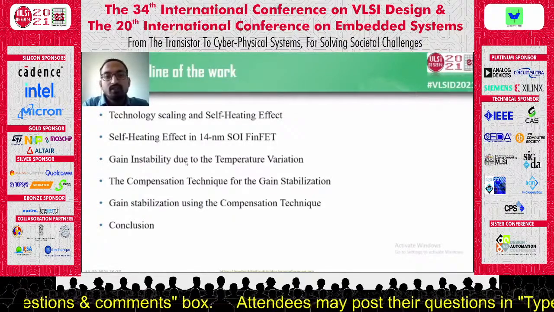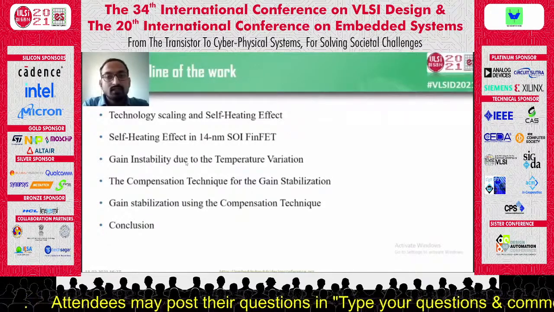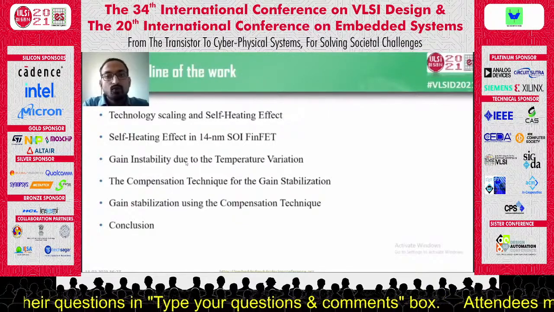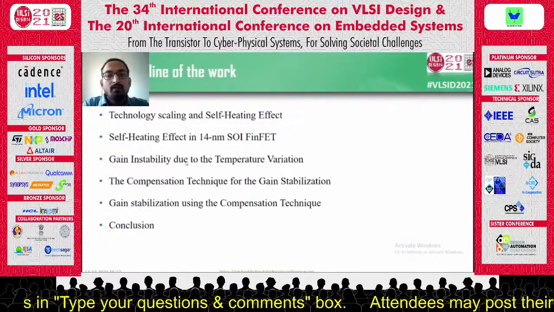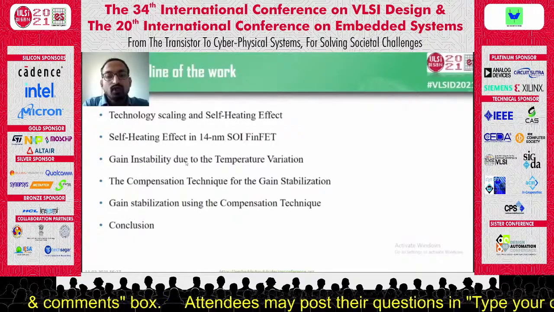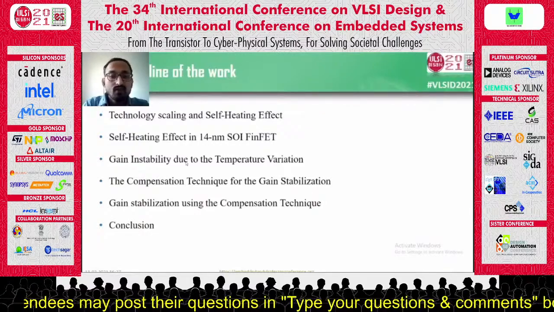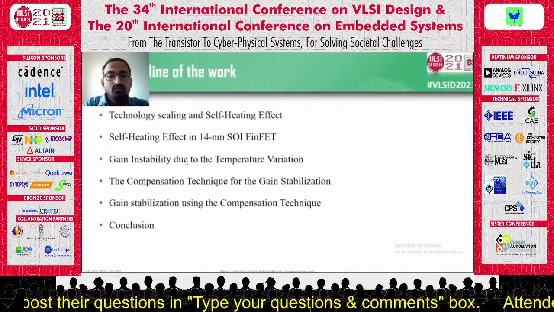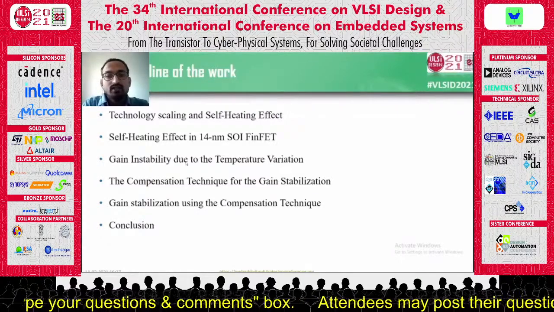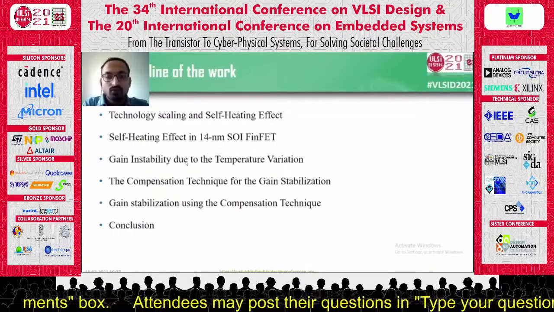Moreover, gain instability due to temperature variations has always been a critical concern in analog circuit design. This issue becomes more complicated in FinFET amplifiers due to an additional temperature rise caused by the self-heating effect. So in this work, we have proposed a compensation technique to stabilize the gain against temperature variations. We have demonstrated this technique for isothermal and self-heating conditions, and we have shown that the error in the gain can be effectively reduced by using the proposed technique. So this is the complete outline of our work.